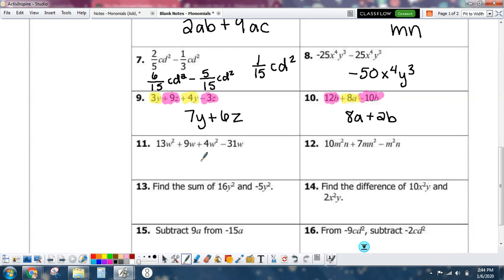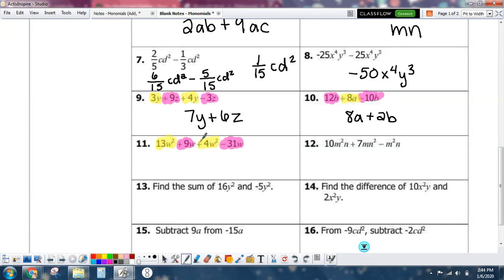And when you're writing them with exponents, the higher exponents always go first. So I'm going to go ahead and highlight my w squared terms, and I'm going to do my 9w and my negative 31w.